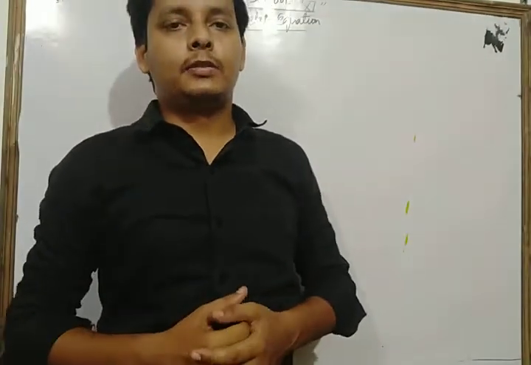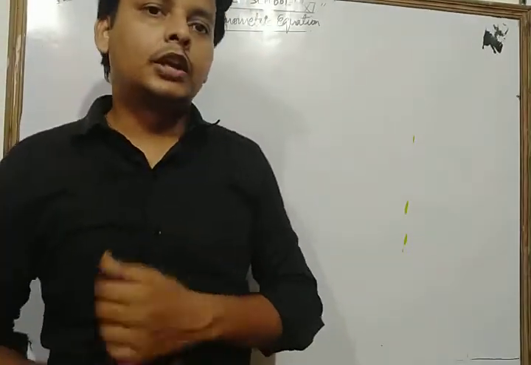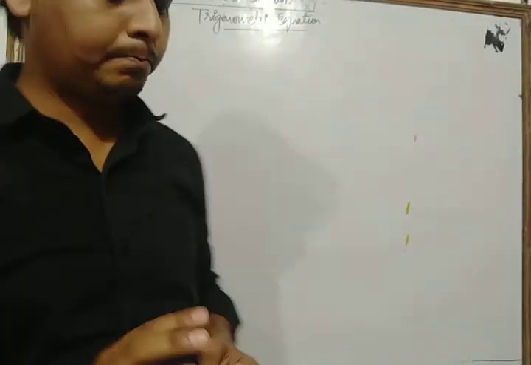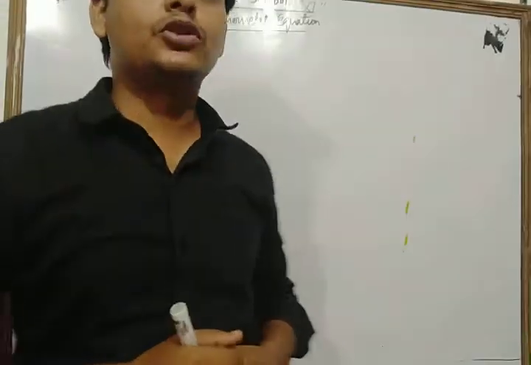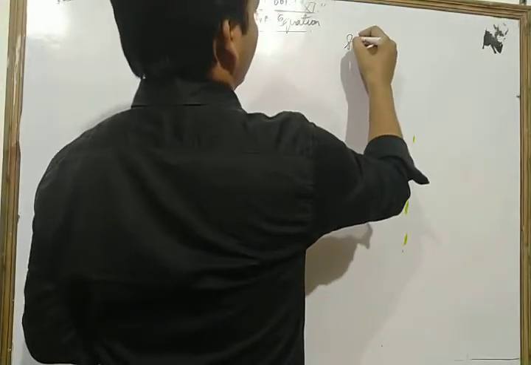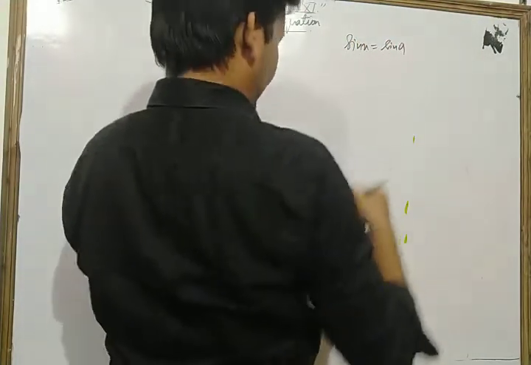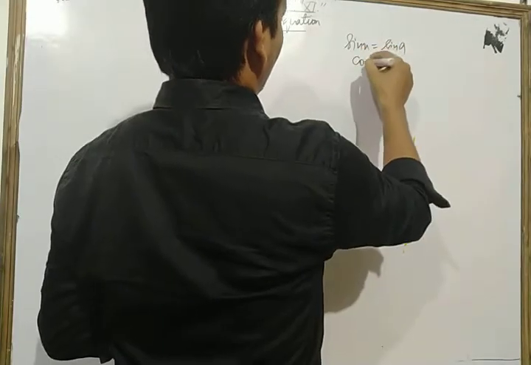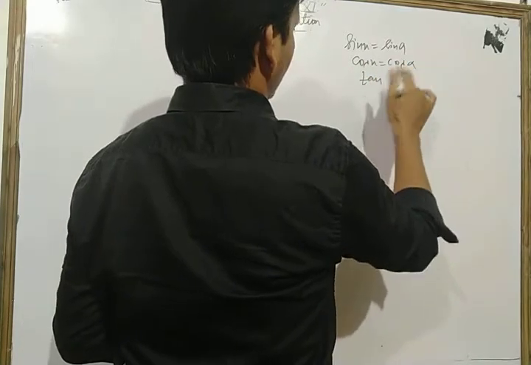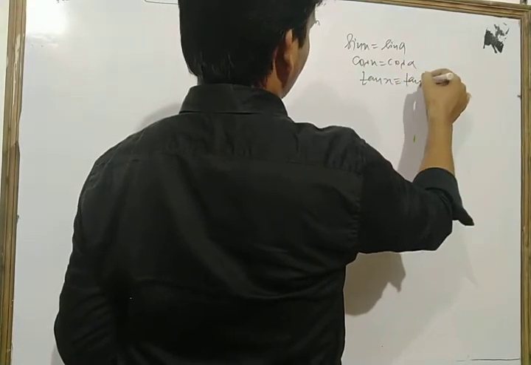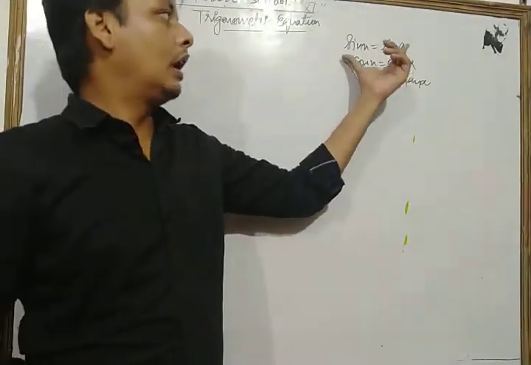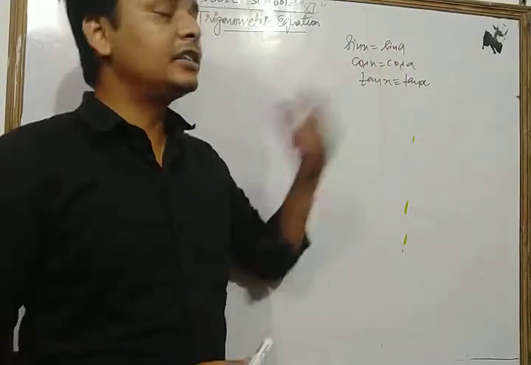Hello, good morning students. In the previous class, we discussed the chapter trigonometric equations and we solved some questions based on trigonometric equations of the form sin x = sin alpha, cos x = cos alpha and tan x = tan alpha. We discussed all three of these trigonometric equations and their solutions.